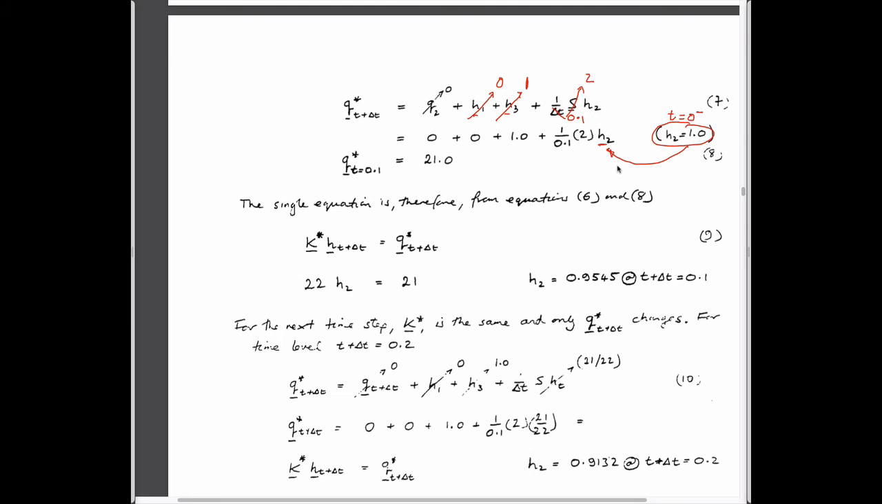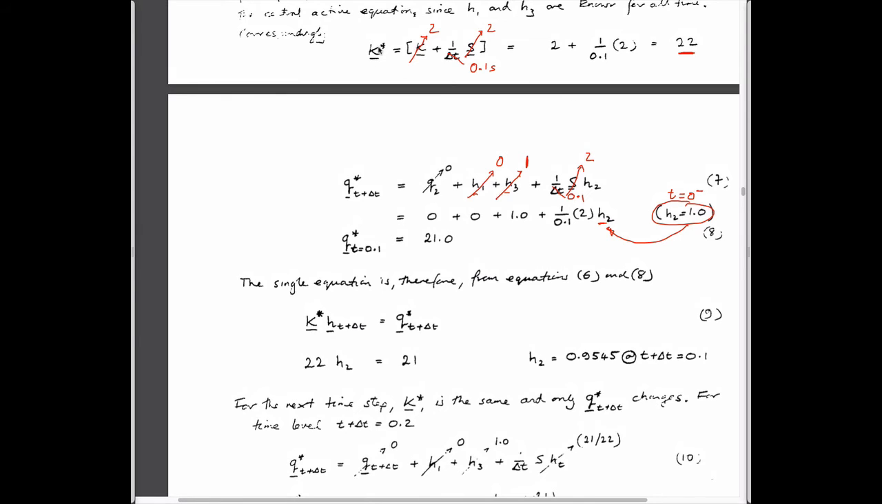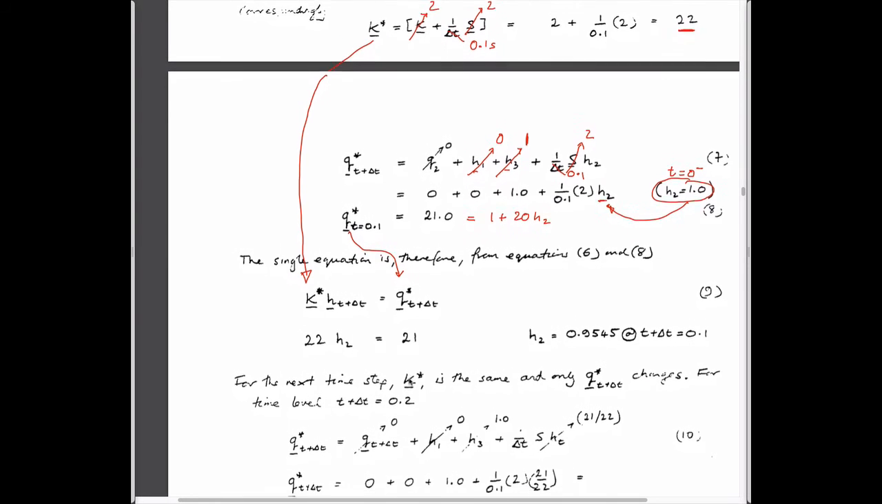And so if I just pull this down, we have a value for k star, which is 22. We have a value for q star, which is 1 plus 20 times h2. It's the true value. And so if we put this in here, and if we put this, I guess it doesn't go across sheets, down here, then we have this expression here, at least for the first time step.